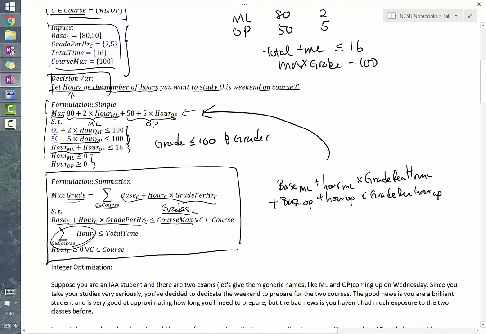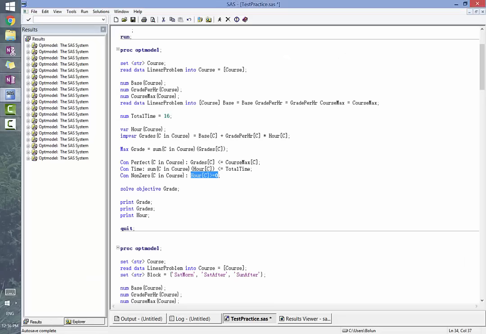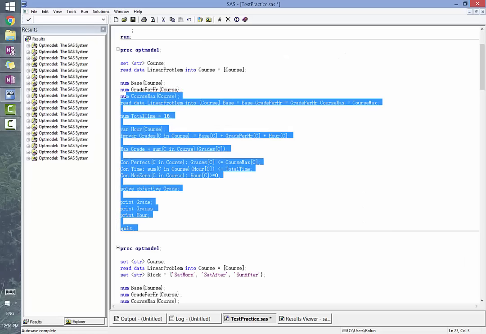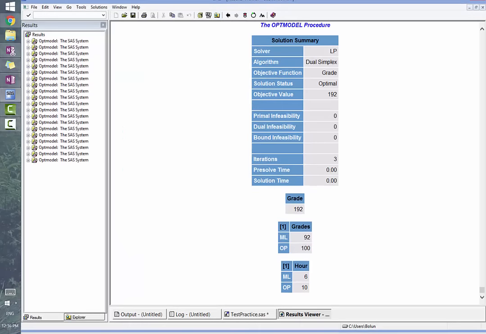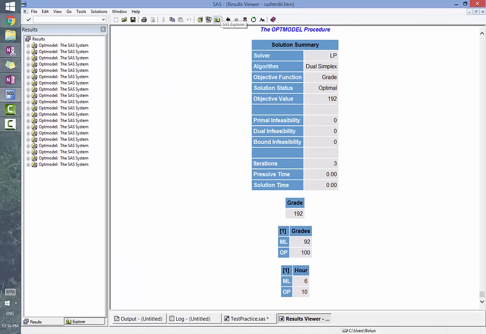I know it's a little messy, so I will probably send the document out erasing all the comments in it. We can start running it. Select our model, go to the little guy, and we have our solution. So the maximum grade you could possibly achieve is 192 between the two courses, given the constraints we set up. And we recommend you spend most of the time studying for OP, because you can learn a lot in a given hour, and spend the rest time studying for ML.